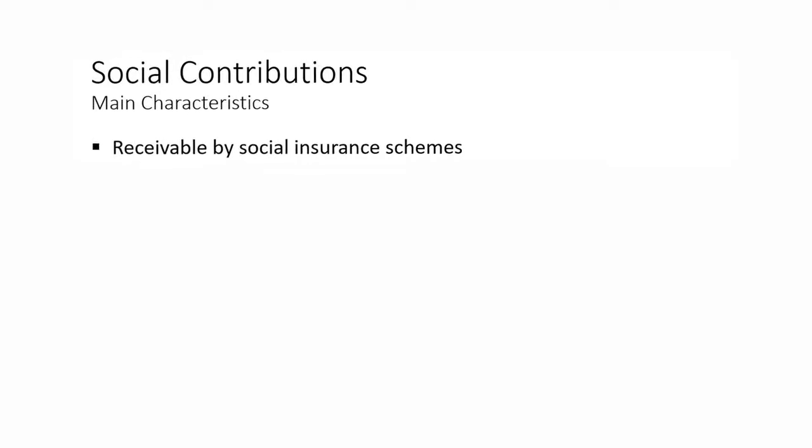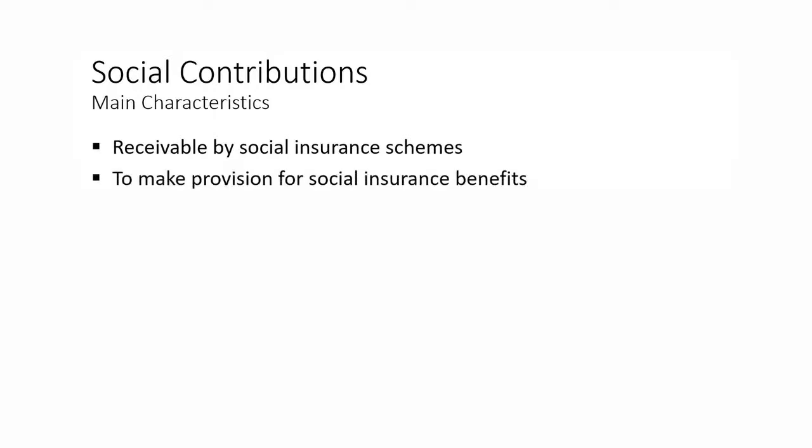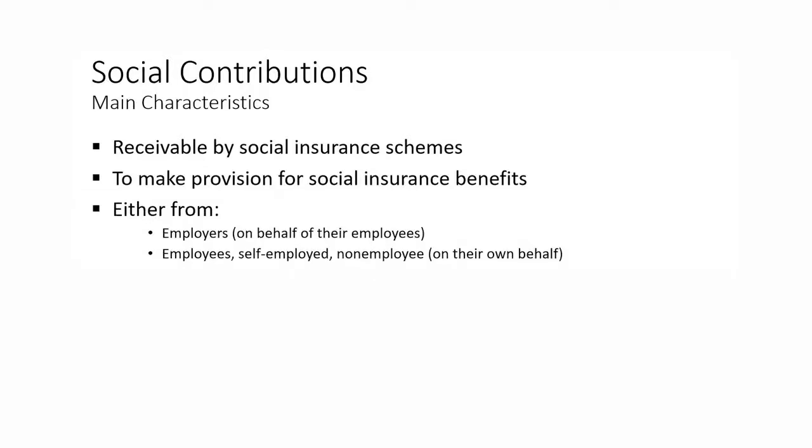Social contributions, when do we have to record this? They are receivable by social insurance schemes to make provision of social insurance benefits. They come either from employers, there are also employer contributions in some countries to the social security funds, or from employees. Or sometimes self-employed, like farmers, have also to contribute, then they get later on a pension or a social security, they're covered by the health system, and it can also be from non-employed persons if they pay their contributions deliberately.